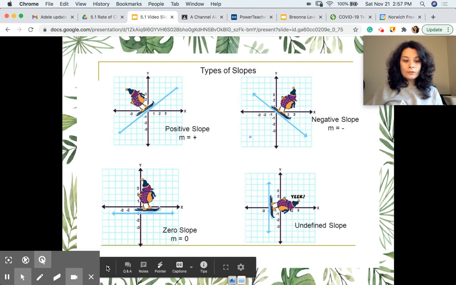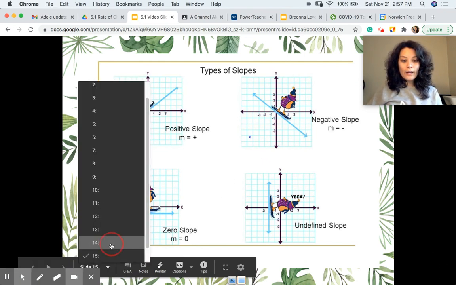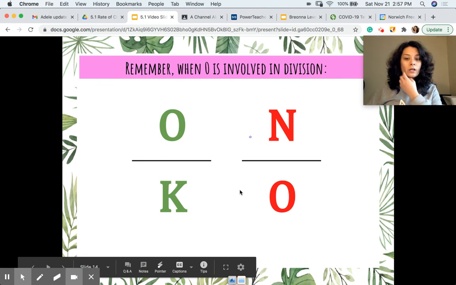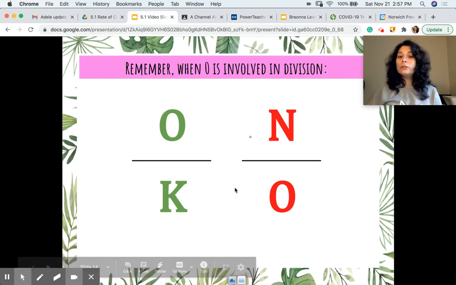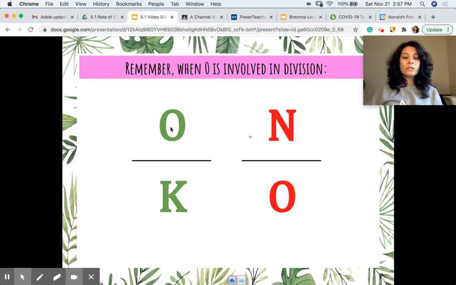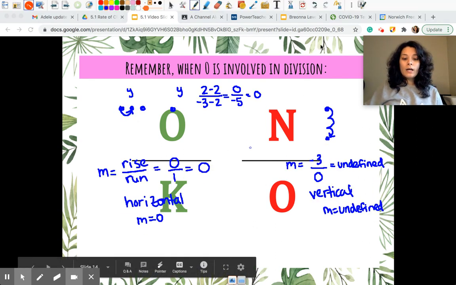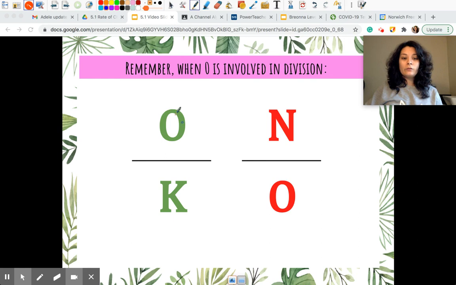So the last thing that I'm going to wrap up this lesson with is just some little things to hopefully help you remember the different types of slopes. So this kind of goes along with what I was referring to in the previous slide, that if you get 0 up top, it's okay to have 0. If you looked at this O like a 0 in the numerator, this would just give you 0. No, it's not okay to have 0 on the bottom. This would give you an undefined slope.